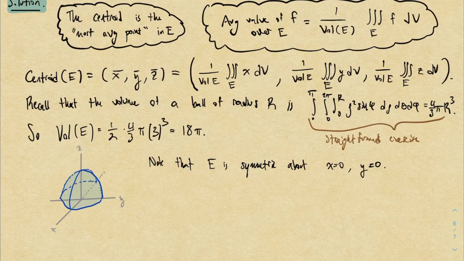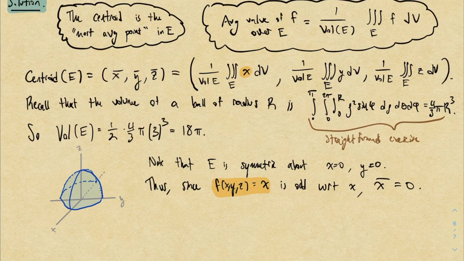For example, x equals 0 is the yz plane. If you chopped E in half with the yz plane, it would cut it right down the middle, and the thing you get on either side looks exactly the same. Likewise, it exhibits symmetry across the xz plane, which is given by y equals 0. This is useful because, for example, the function x is an odd function with respect to x. And so with no work, I can say that the integral of x over E is going to be 0. And therefore, x bar is 0 divided by 18 pi, which is still 0.